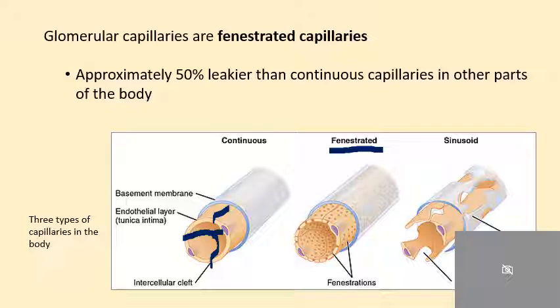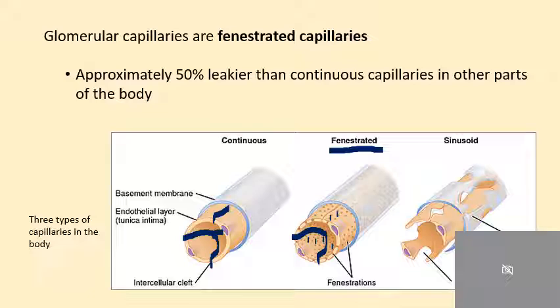When we get into the kidney, we have what's known as a fenestrated capillary. Here are endothelial cells. We still have these intercellular clefts in our fenestrated capillaries, but we also have these dots. All of these little dots are called fenestrations. And so fenestrated capillaries are leakier than continuous capillaries.